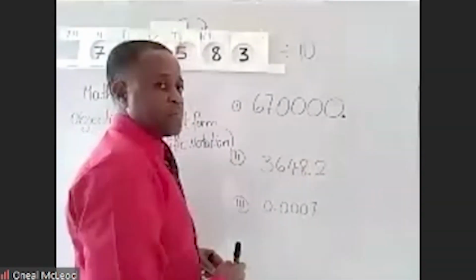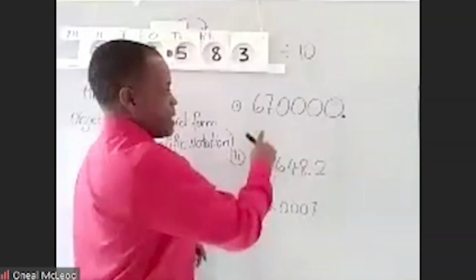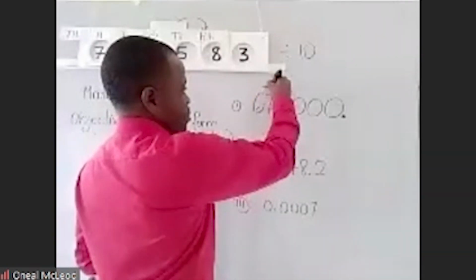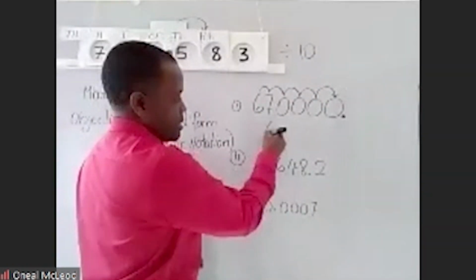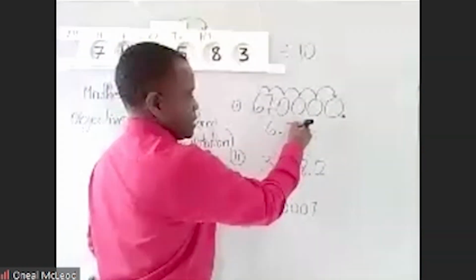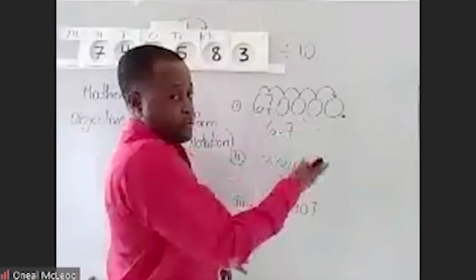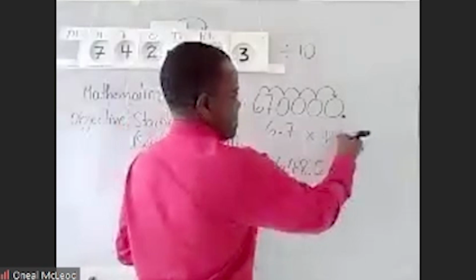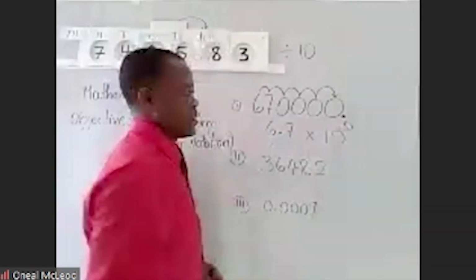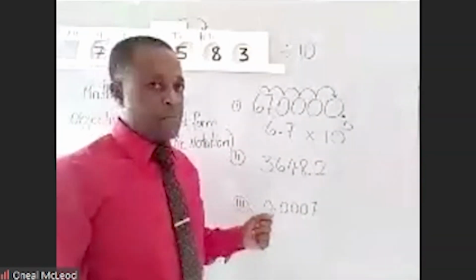Now to write that in standard form, I am going to move this 6, 1, 2, 3, 4, 5 times. So I will get 6.7. You don't need to write the zeros in this case. So I can just write down times 10 to the fifth power.